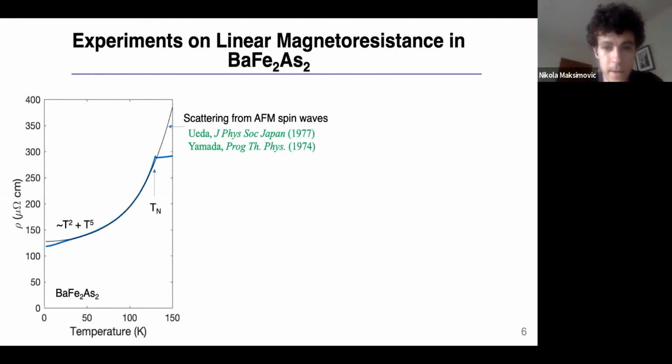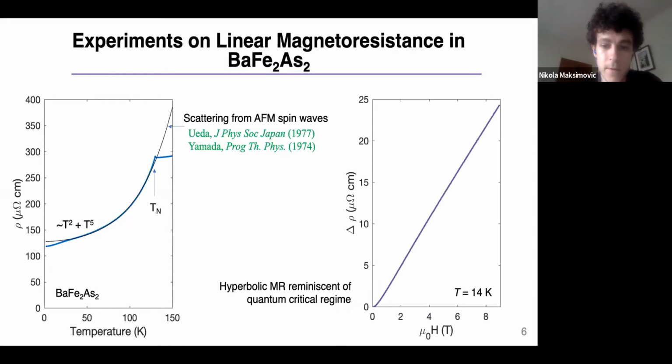So we don't necessarily expect many anomalies in the scattering rate in barium-122, but at low temperature, we see a linear magnetoresistance over an extended field range. And this is reminiscent of what's observed in the quantum critical regime. So this motivates us to look for a mechanism that's based on orbital motion rather than some type of anomalous scattering rate.